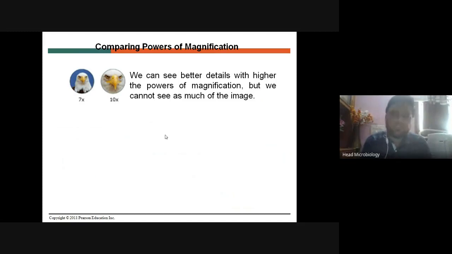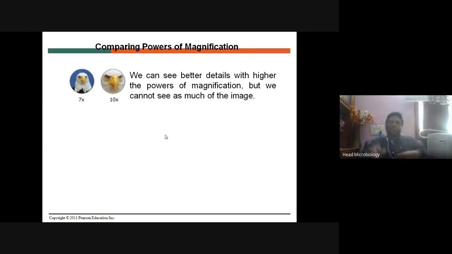What is the importance of magnification? The more the magnification, the more clarity you will be able to see. See these two images. In the second image, the 10x image, the nostrils are very clear, isn't it? And the eyeballs and the retina are also very clear in the second image. But what is visible in the first image? There are a lot of components. Even the neck is visible in the first image.